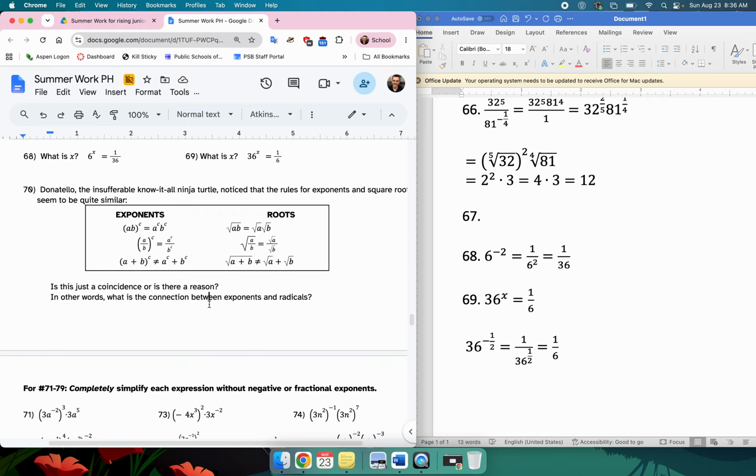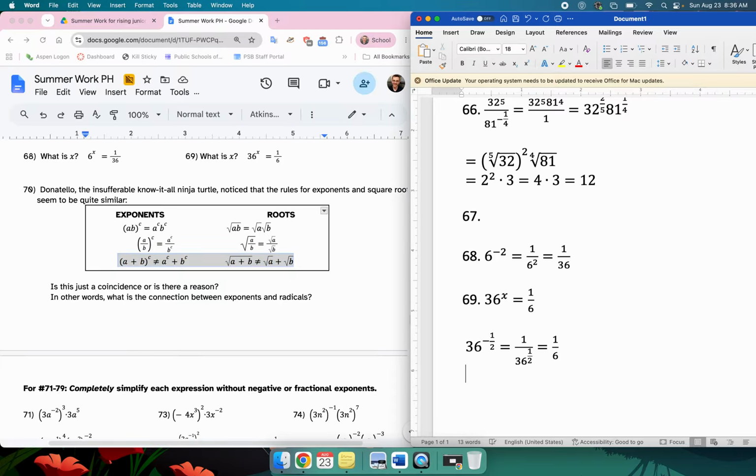So basically, what I'm getting at in this problem is that the algebra rules about when you're allowed to distribute and when you're not, those algebra rules governing exponents and roots are the same. This first line says that exponents distribute over multiplication, and so do roots. This second line says that exponents distribute over fractions, and so do roots. And this third line says that exponents don't distribute over addition, and neither do roots. Is that a coincidence? No, it's not a coincidence.